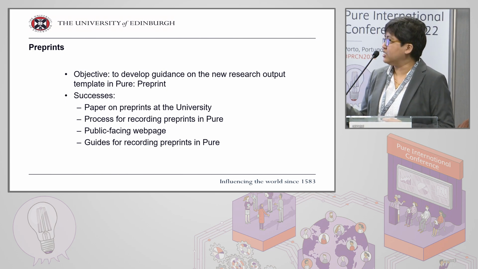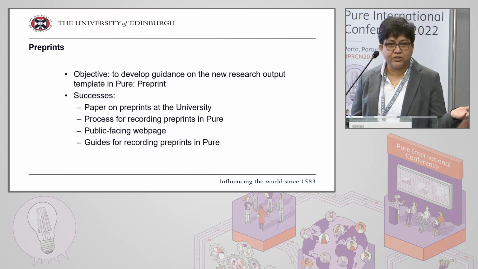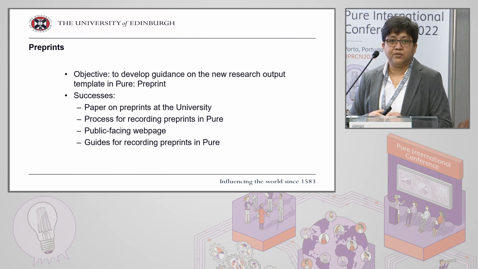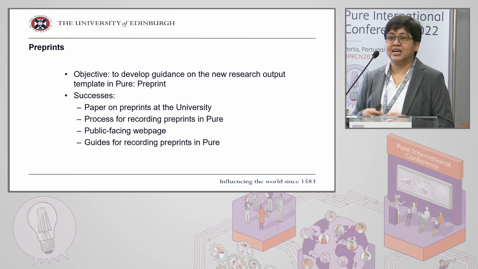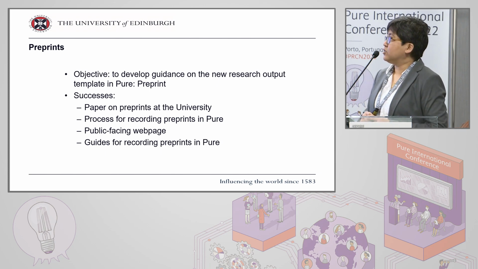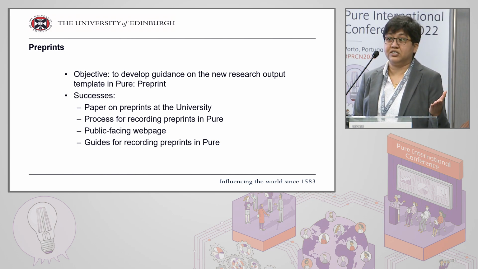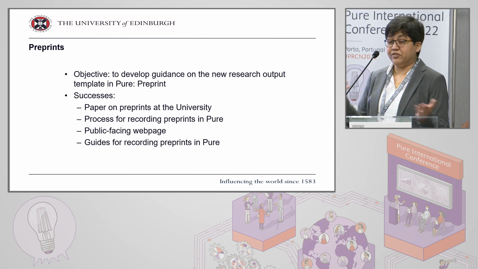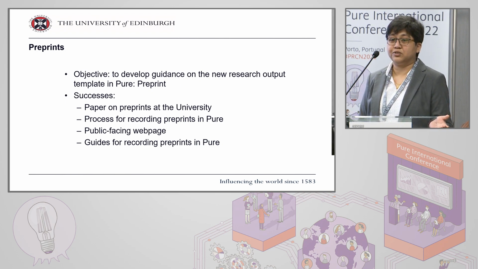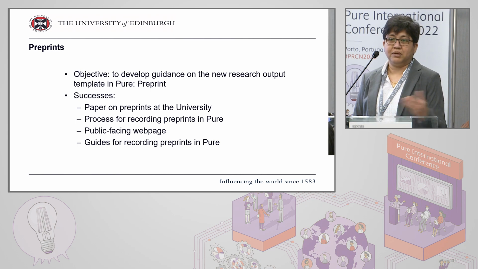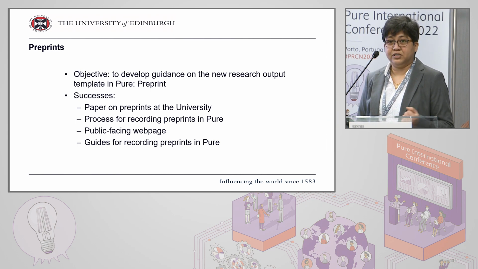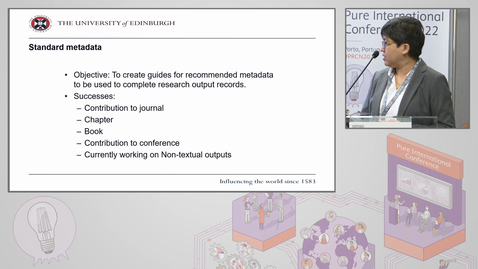Preprints was the next working group. This is a working group that I chaired, and there were processes already at the university for working with preprints. But they were devolved, so you had some schools that were using preprints, some schools that didn't. So together, the working group created a paper on preprints for the university. This is a position paper for the university. And then we created a process for recording preprints in Pure as well, and created a web page for public-facing information about how preprints were going to be handled at the university.